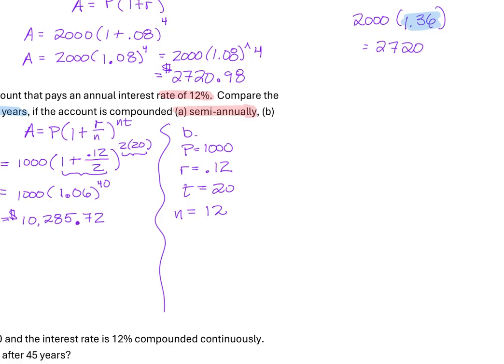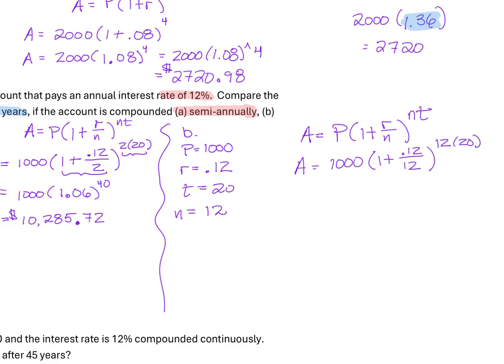All right, if we plug into our formula again, we get A equals 1,000 times 1 plus 0.12 over 12, raised to the 12 times 20.